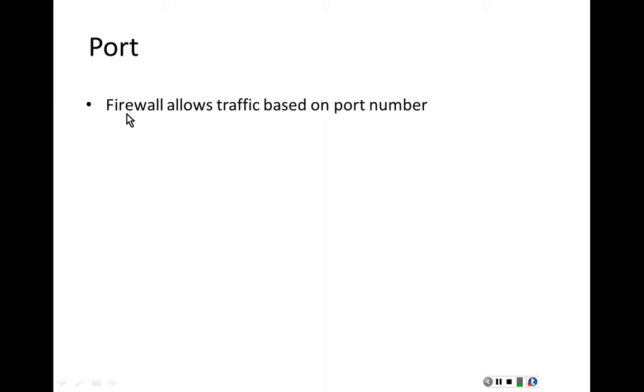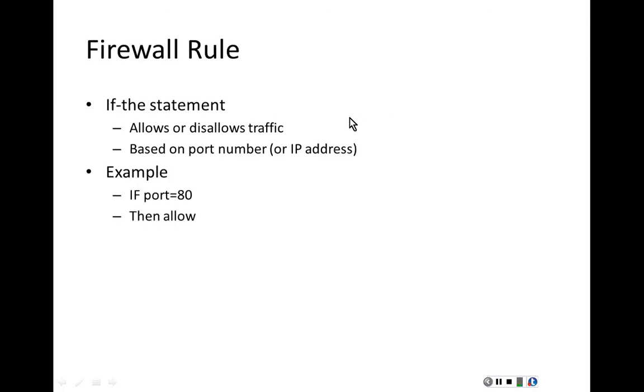So a firewall allows traffic based upon port number. It can be based upon other things as well, typically based upon port number. A firewall rule is an if-then statement that allows or disallows traffic based upon port number, or it can also be based upon IP address. The typical example being, if port number 80, then allow the traffic.